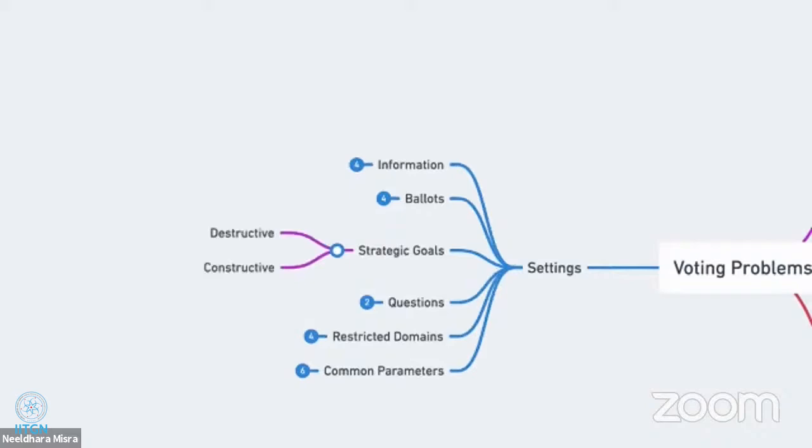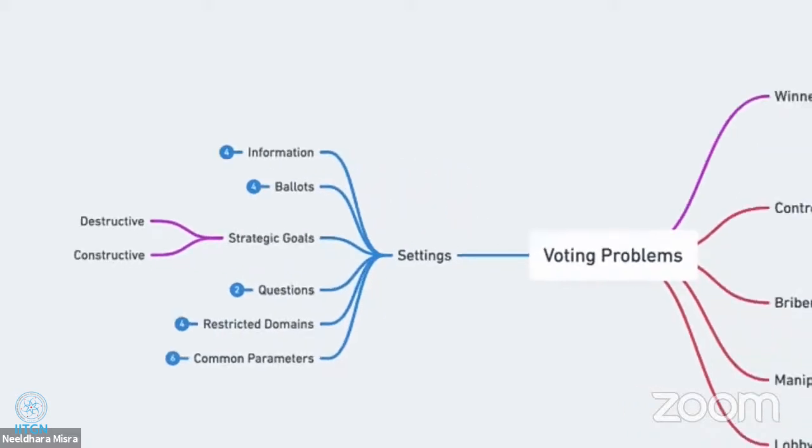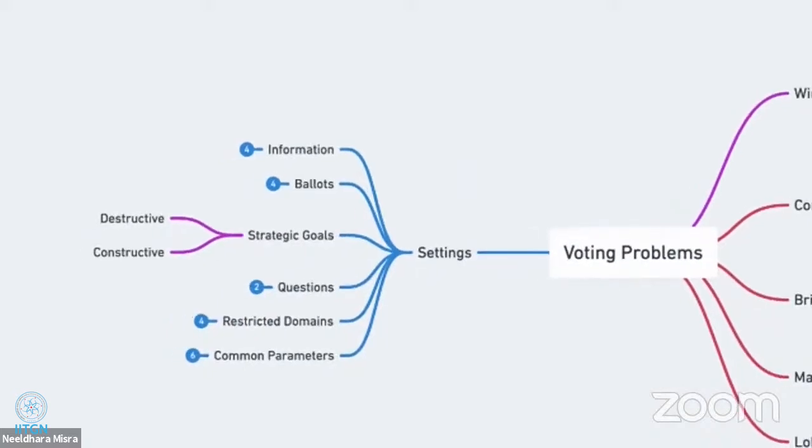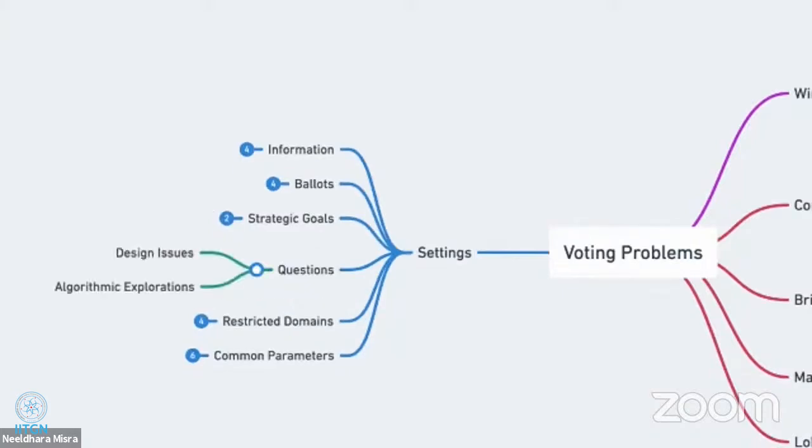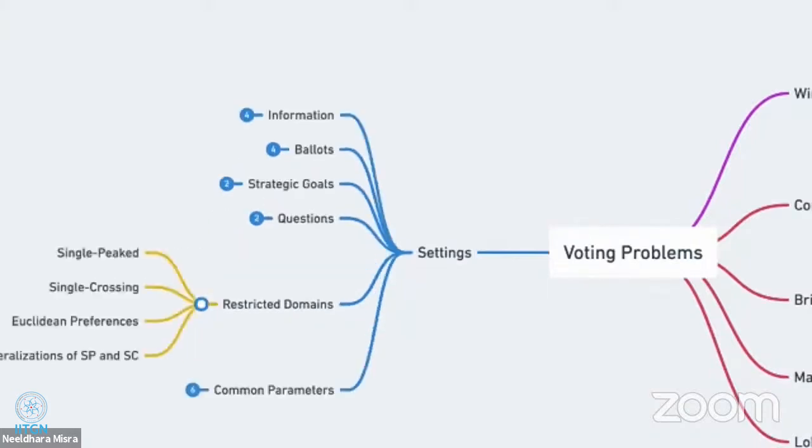In terms of these four problems here: control, bribery, manipulation, and lobbying, your desired outcomes may be constructive or destructive. Sometimes you're interested in making something happen, and sometimes you're interested in ensuring that a particular outcome does not manifest. So you may be interested in making your favorite guy win, or you may be interested in ensuring that a least favorite person does not make it, and it's okay if anybody else does. So those are the two broad flavors in this context. And I think I've already mentioned that we look at both design and algorithmic issues.